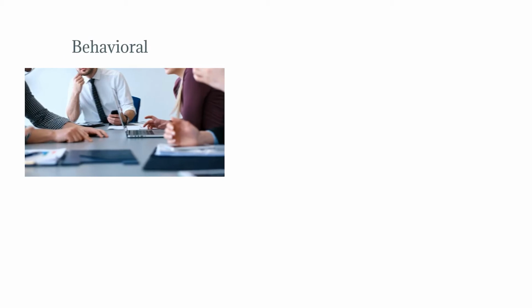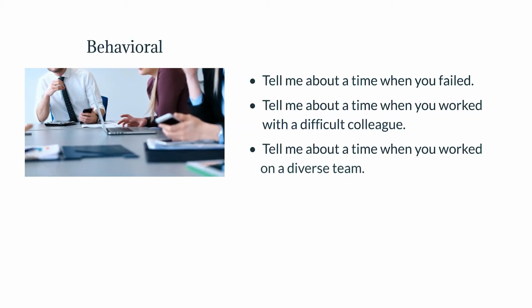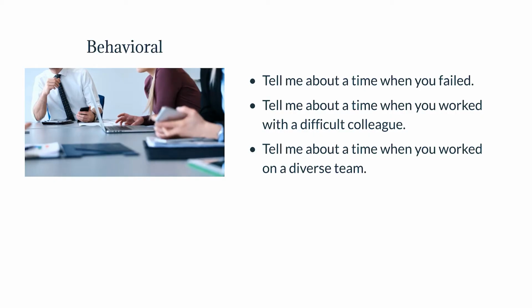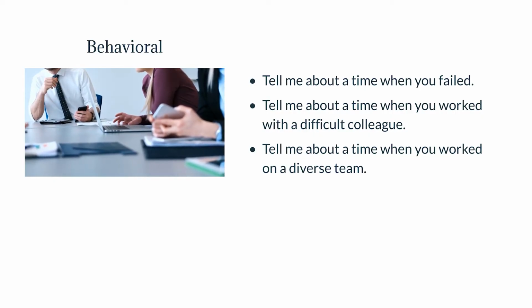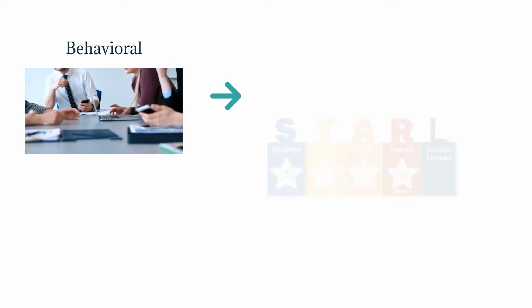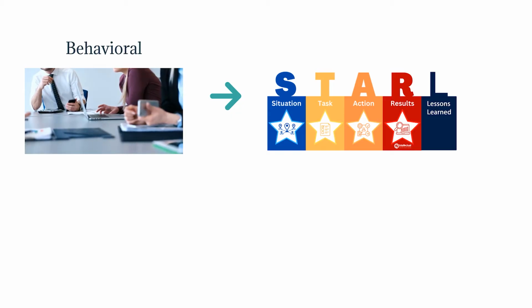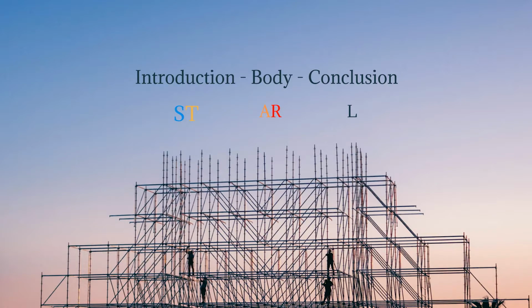First, we have the STARL structure. We use this one when you get a behavioral question, such as, tell me about a time when you failed, tell me about a time when you worked with a difficult colleague, tell me about a time when you worked on a diverse team. Those are all behavioral questions, and you would use the STARL method. Now, STARL stands for situation, task, action, result, and lessons learned, where the S and the T are going to be your intro, the A and the R are going to be your body, and the L is going to be your conclusion. Now, let's take an example.